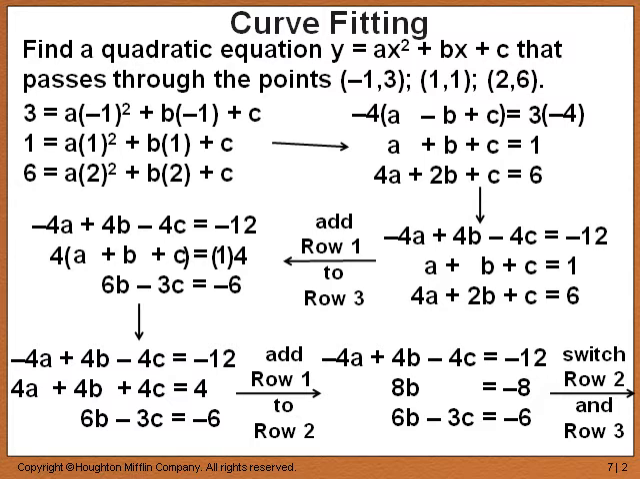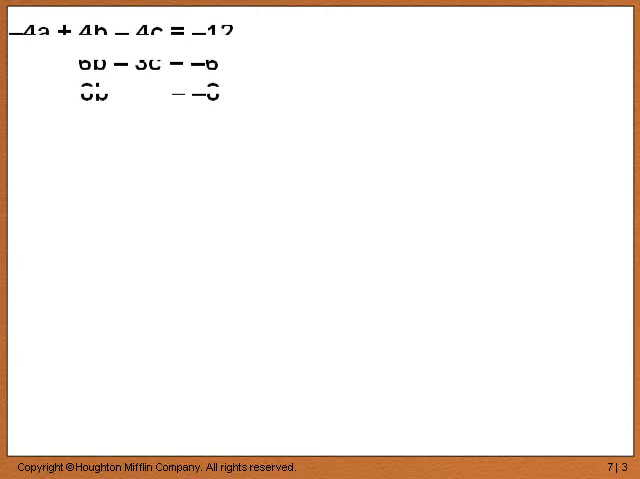Okay, so we can switch row 2 and row 3. At any time while you are solving a system, you can always switch rows. You can swap them because mathematically it doesn't matter what order they're written in. But sometimes it helps us as human beings just to see things a little more clearly. So we're going to switch row 2, and we end up with this system: -4a plus 4b minus 4c equals -12, 6b minus 3c equals -6, 8b equals -8.